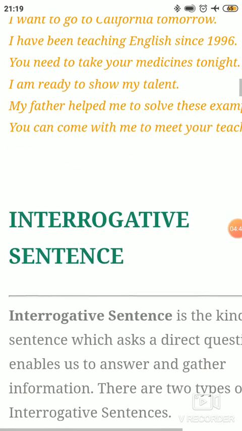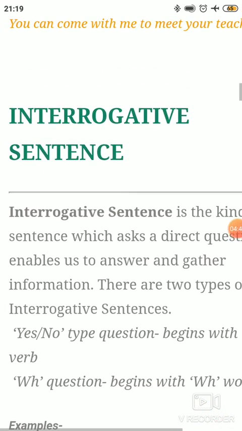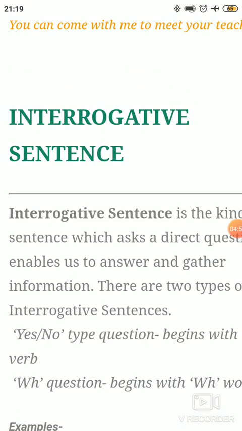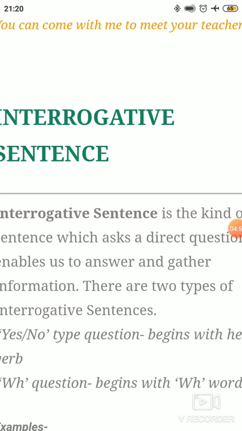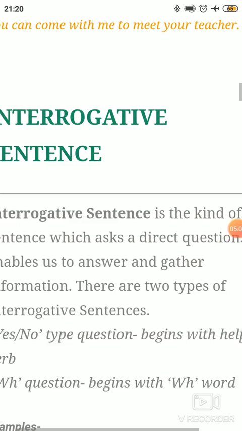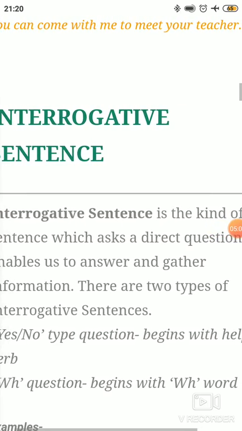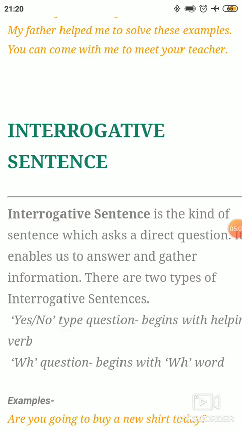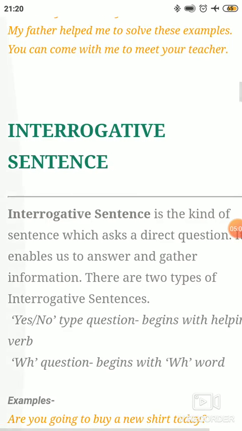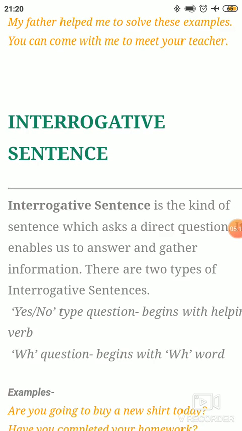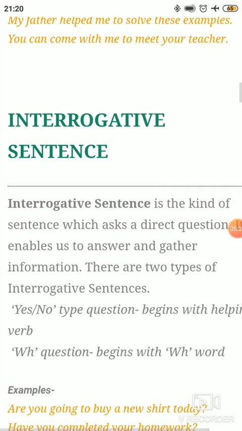Now let's move ahead with the interrogative sentence, children. As I told you earlier, let's have a detailed written explanation or the definition of the interrogative sentence. An interrogative sentence is the kind of sentence which asks a direct question. It enables us to answer and gather information. There are two types of interrogative sentences: yes or no type question, which begins with a helping verb, and the second one is WH question, which begins with a WH word.